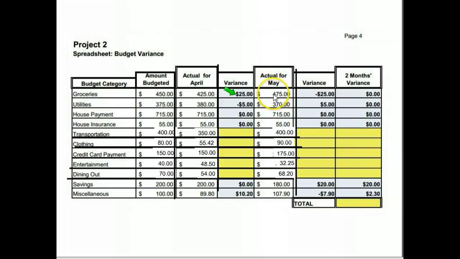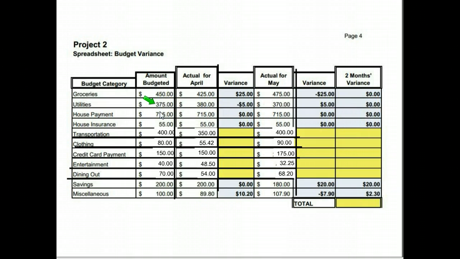Okay. Then in May, they spent $4.75. Well, they'd only budgeted $4.50 still. So now they spent 25 over, so they're $25 in the hole. That's why there's the negative there. And so the variance, you combine the variances for the 2 months. Well, a positive 25 and a negative 25 gives you 0. So let's look at the next one.